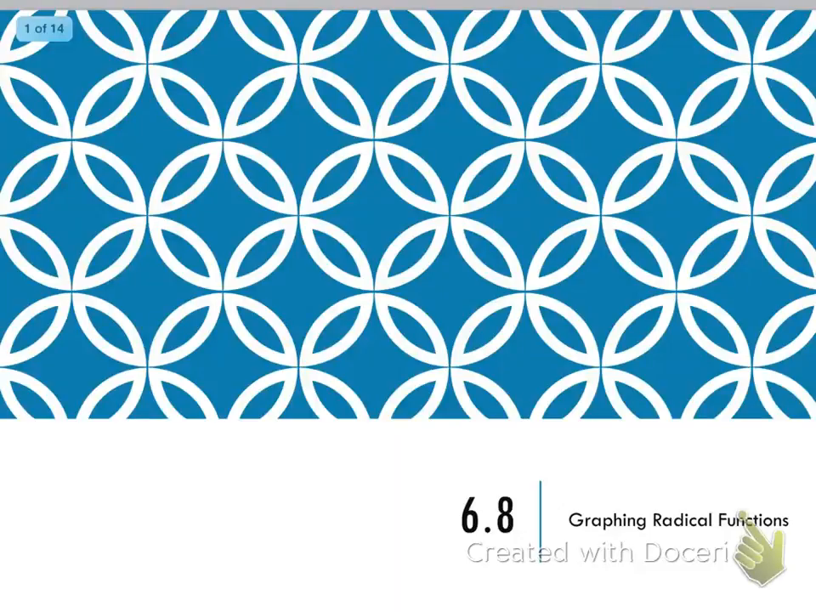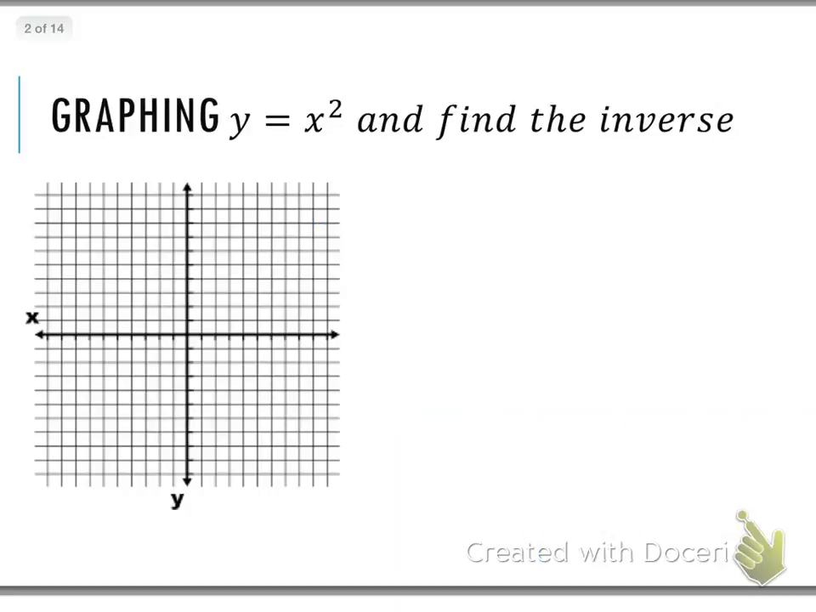Okay, 6.8, we're going to be graphing radical functions, so you're going to want a graphing calculator for this. So just graphing y equals x squared, the graph should be a parabola, or a U shape. So let's go ahead and graph it.